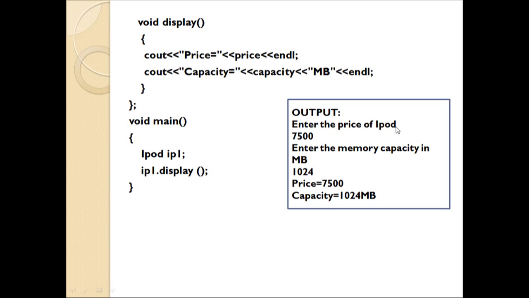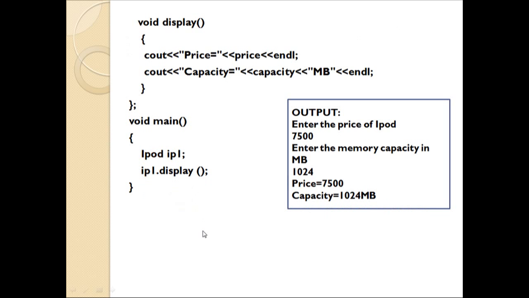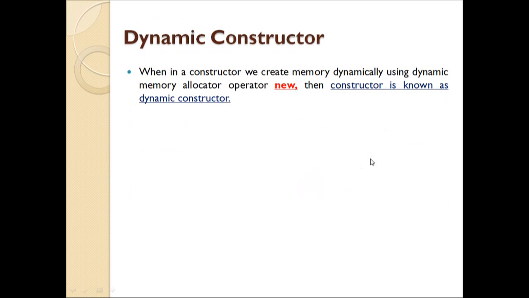So, enter the price of iPod. As soon as this method gets called, it will go to this function, and from here the control will move to this constructor, and it will accept the value for price as well as the capacity, and the price and the capacity will get displayed, which you can see in the output section of this slide.